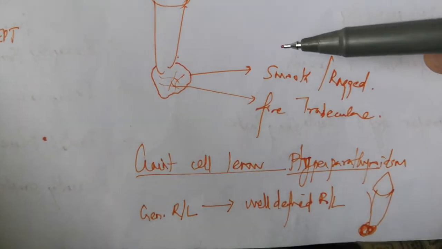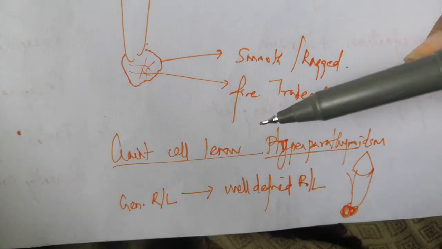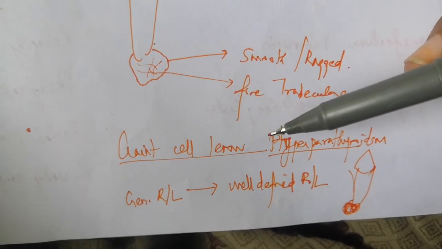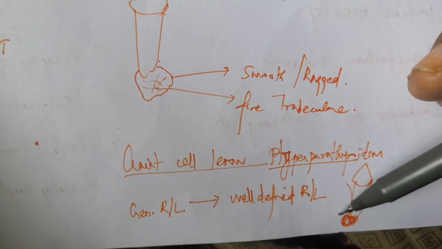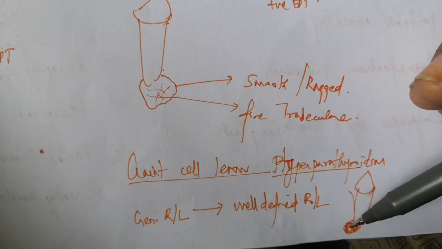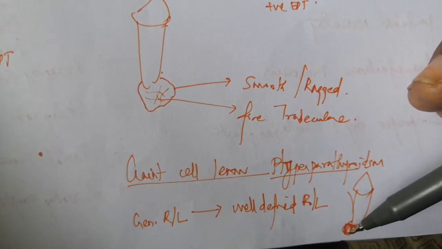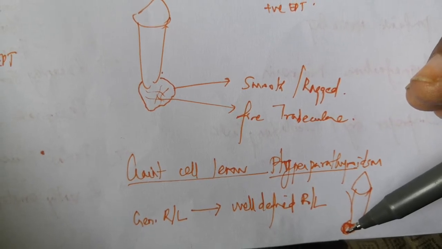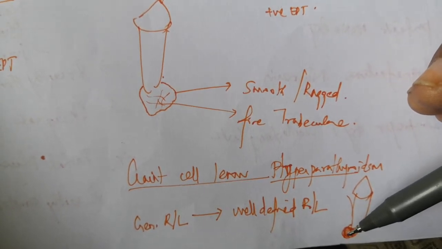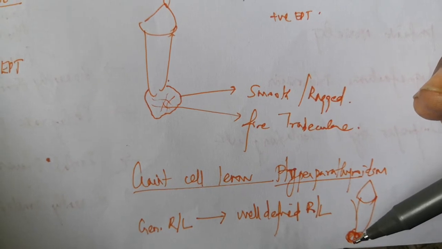The next one is the giant cell lesion due to hyperparathyroidism. You will find a well-defined radiolucency in the apex. But initially, in the earlier stage, it will not be well defined, it will be generalized, and later in the advanced stage it will become a well-defined radiolucency.